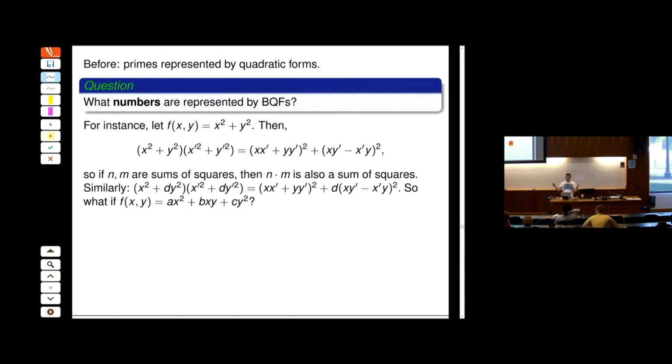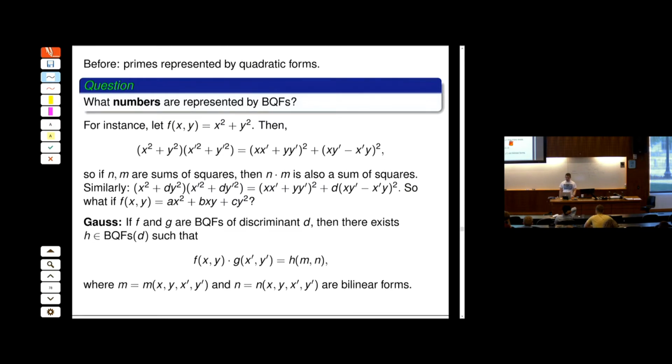So he asked himself, okay, what if I have just any 2 quadratic forms of discriminant D? Can I do the same thing to study what numbers are represented by binary quadratic forms in general? And he figured out that that actually happens. If you have 2 quadratic forms of discriminant D, F and G, and you multiply them together, there is a way to write that itself as a new quadratic form of discriminant D, where M and N are just some bilinear forms in the variables x, y, x prime, y prime.